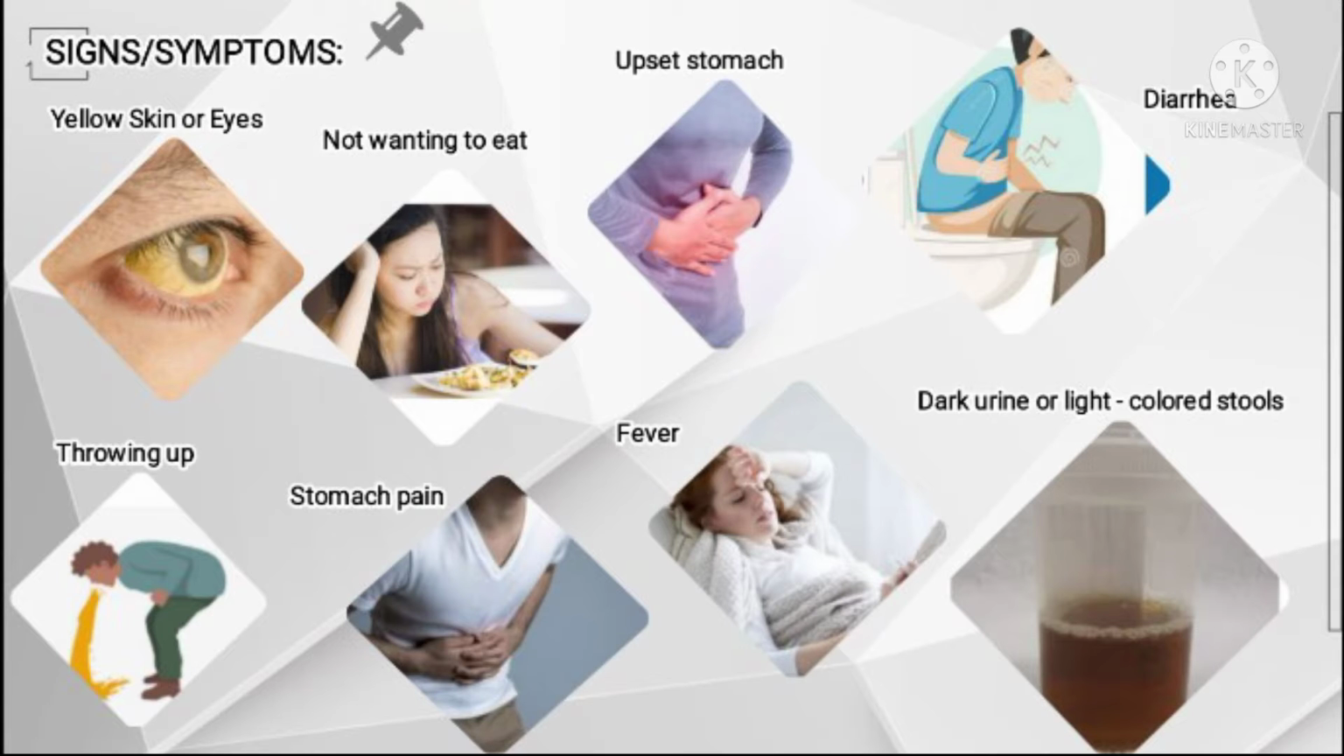So, yellow skin or eyes. Yellow skin or eyes, for example, jaundice. And the next is not wanting to eat or wala kang appetite kumain. Wala kang ganang kumain. And then upset stomach. And then throwing up, diarrhea, tumatae-tae ka, stomach pain, fever, linalagnat ka, dark urine, or light-colored stools. Dark urine, kapag yung umihi ka is parang dark na siya, is hindi na siya normal, make sure na at least drink a lot of water every day. At least 9 glasses or 8 glasses per day.